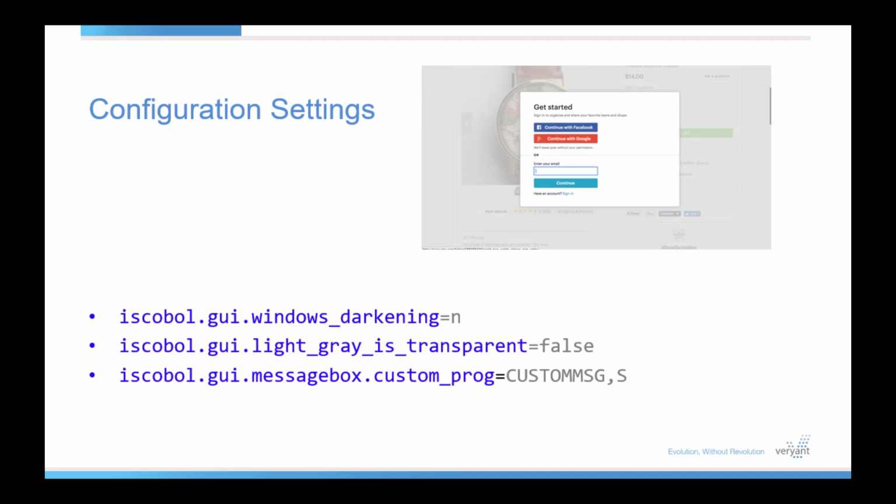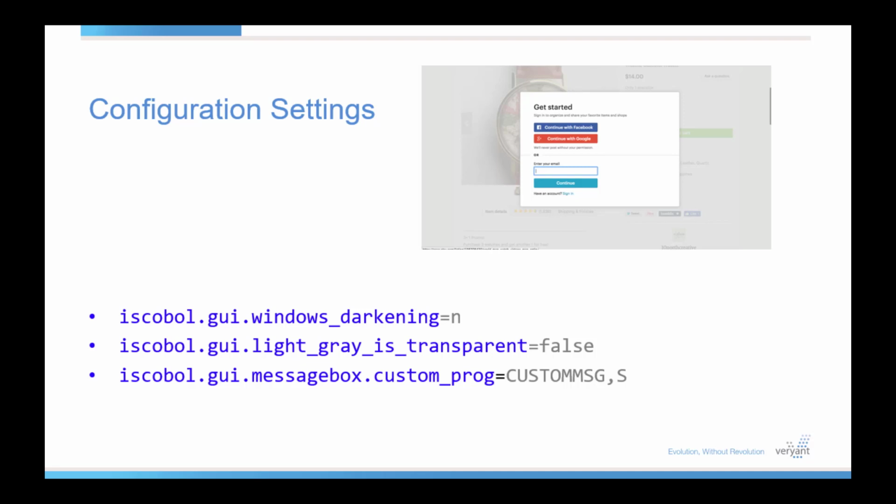There are 3 new configuration settings. When you display a modal window, like a message box or a pop-up that disables the parent screen, it can confuse users when they see 2 screens. To help your user, it's considered best practices to darken the parent window, keeping the modal window visually distinct. Now you can set this in your application with one configuration variable, isCOBOL.GUI.Windows darkening. The value is the percentage of darkening that you want.